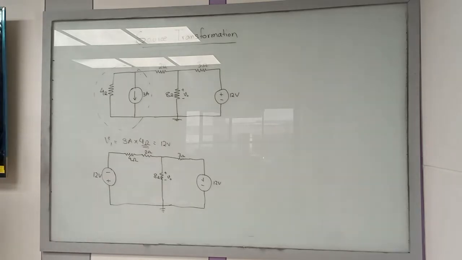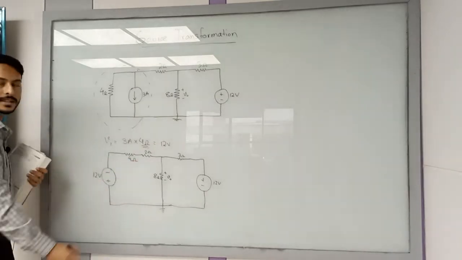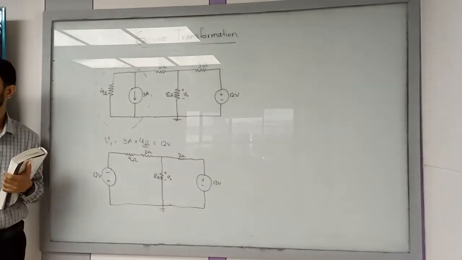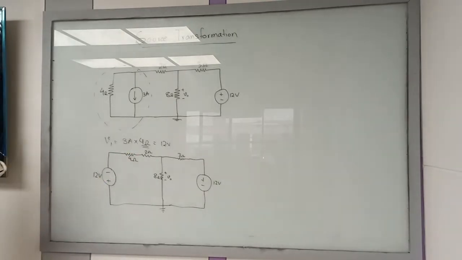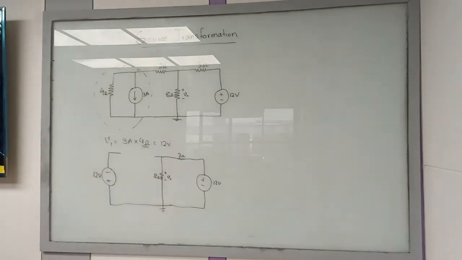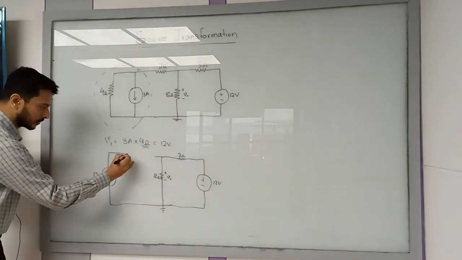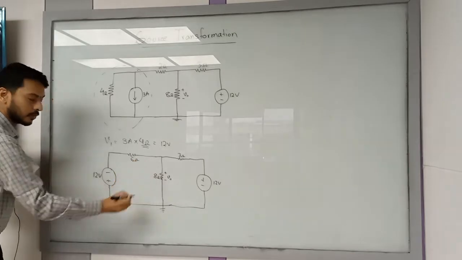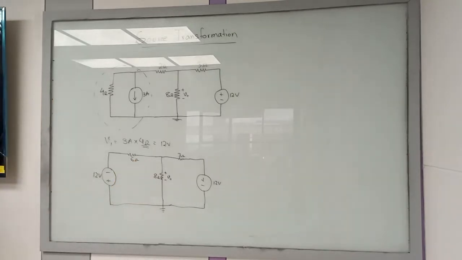Okay, so you can add these two resistors easily. 4 plus 2, this is 6, right? You can replace this by a single resistor. Six ohm. You understand?